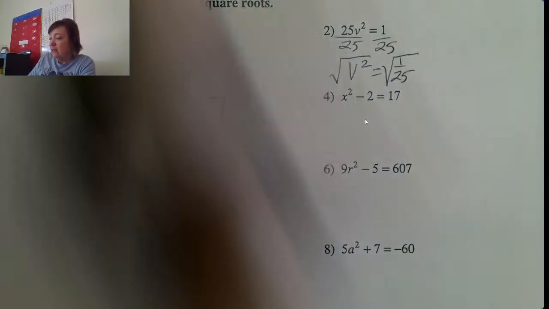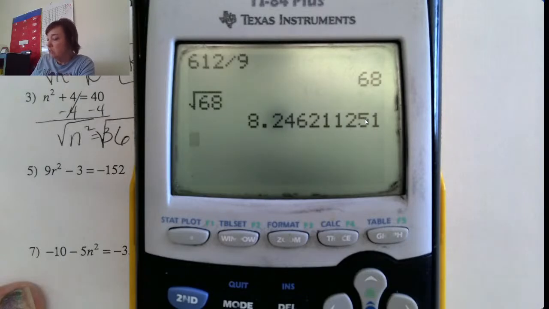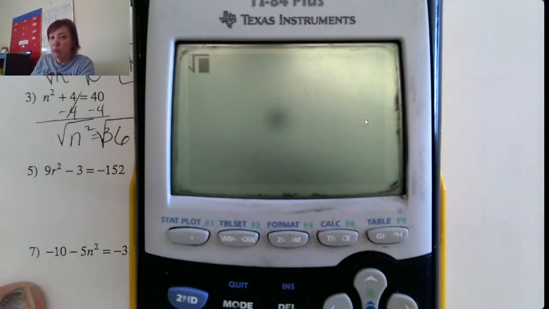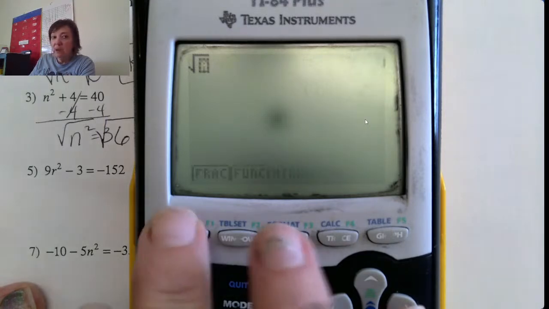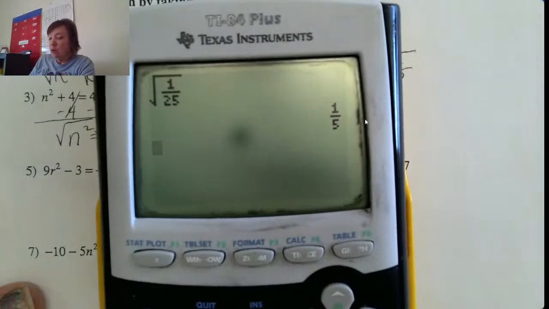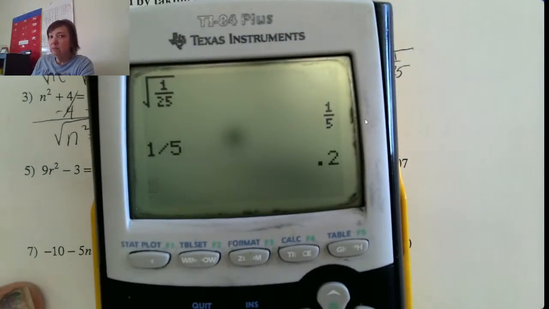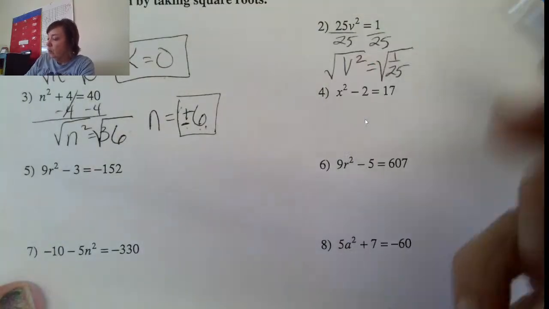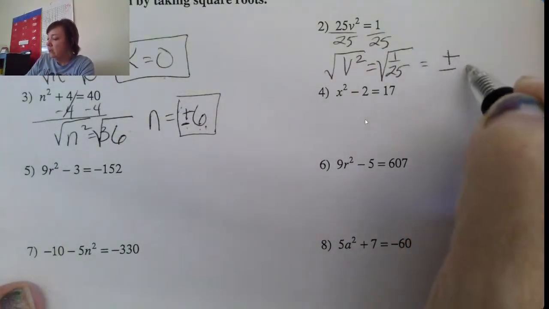So on our calculator, we can do 1 divided by 25, then square root it. Or we can do the square root and then do 1 over 25. Either way is fine. It doesn't matter. And we get 1/5, right? Now, do y'all know what 1/5 is as a decimal? 0.2. Now, if you don't know, though, you know you can just do 1 divided by 5, right? That gets you your answer. 0.2. So, this is positive or negative 0.2.